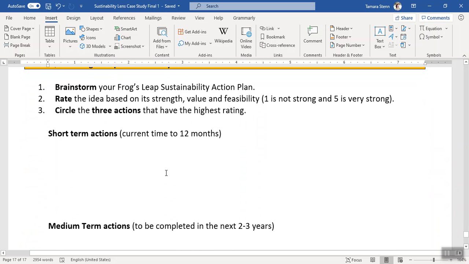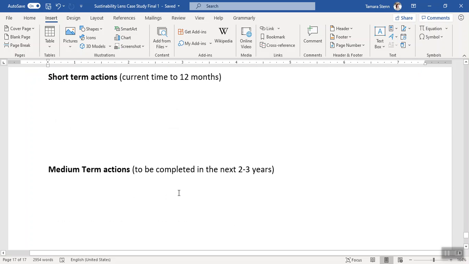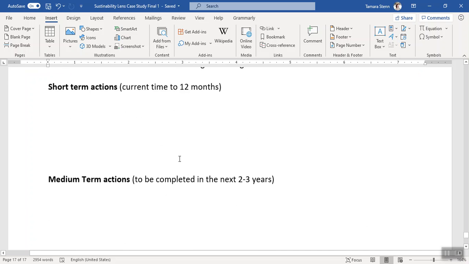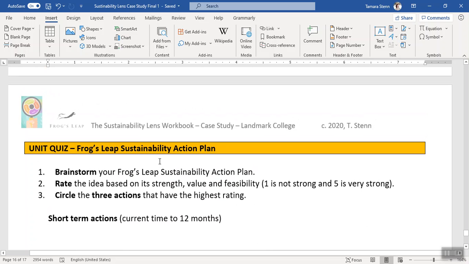where we're looking at, well, this is going to be our quiz actually. You'll be looking at short-term actions that Frog Leap can be taking, medium-term actions, and long-term actions. So this is what your final is going to be, creating that sustainability action plan. And what number 5 is doing is kind of getting us ready for that.